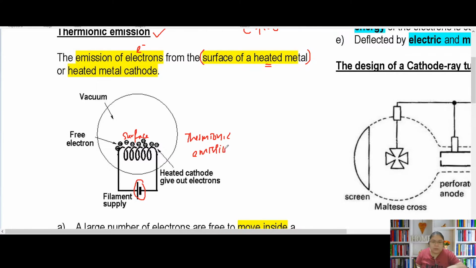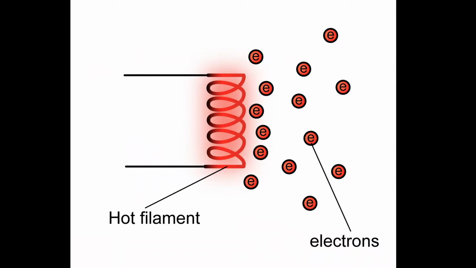The electrons still cannot go far away. They are just at the surface, because the metal has been heated. So this one we call thermionic emission. Let's see one of the diagrams about thermionic emission. The hot filament, after that the electrons just appear at the surface. Then we go back to our lesson.